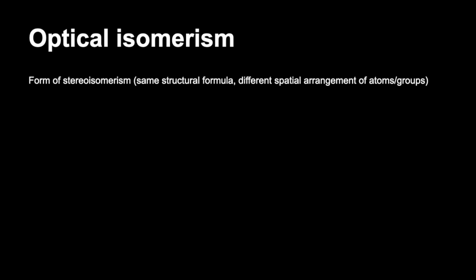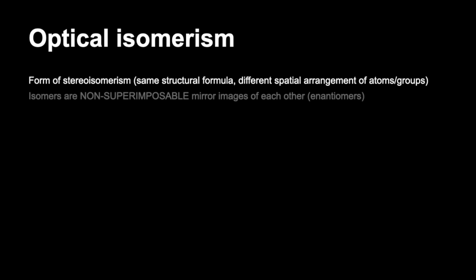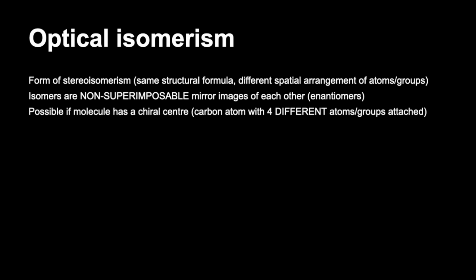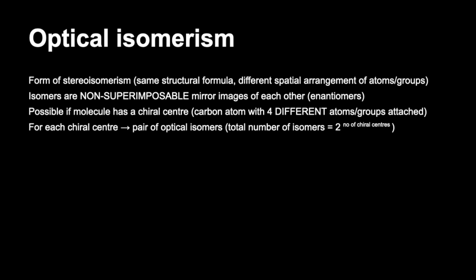As promised, a slide on optical isomerism now. It's a form of stereoisomerism, so that means they've got the same structural formula but different spatial arrangements of the atoms or groups. Optical isomers are described as being non-superimposable mirror images of each other. They're also known as enantiomers, and it's possible if the molecule has what's called a chiral center. That's where you've got a carbon atom in the molecule with 4 different atoms or groups attached. For each chiral center in a molecule, there's a pair of optical isomers possible. So the total number of isomers possible is 2 raised to the power of the number of chiral centers.